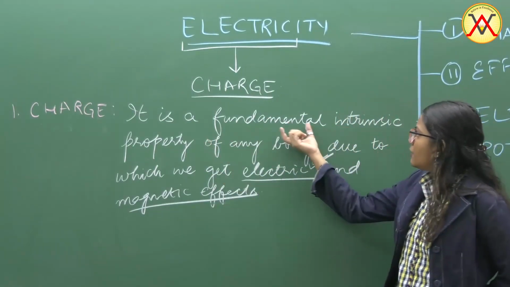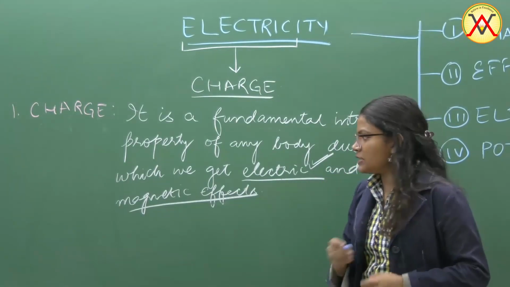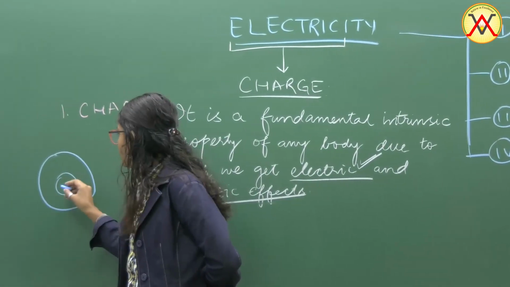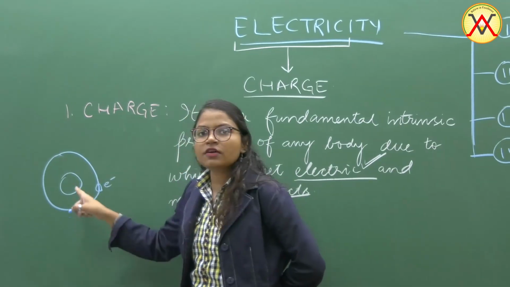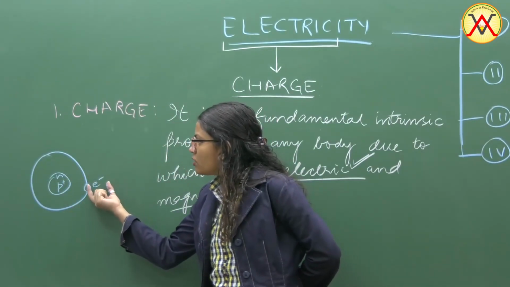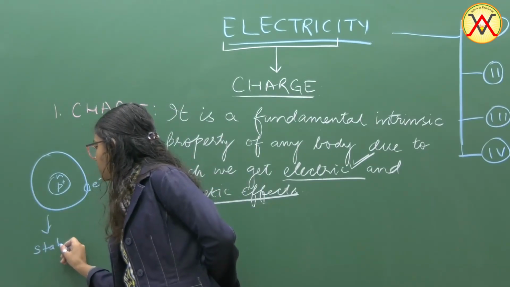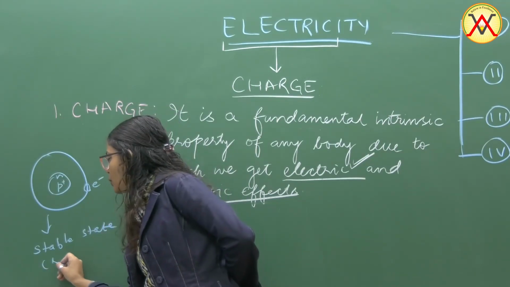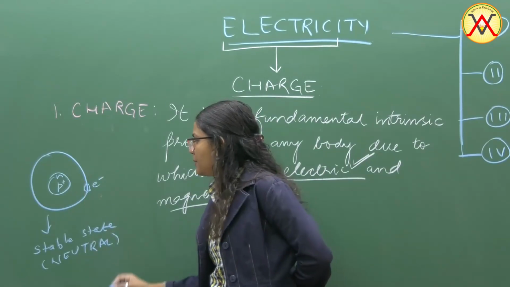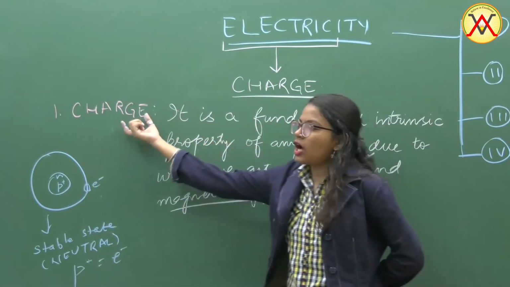When we say fundamental property of any body, we all know that all bodies are made up of atoms. Whenever we speak of atoms, in any stable state, the atom has a nucleus inside it and electrons. The nucleus of the atom consists of neutrons and protons. We already know that electrons carry a negative charge and protons carry a positive charge. In any stable state, that is the neutral state of the atom, the number of protons equals the number of electrons. So how do we get a charged body?